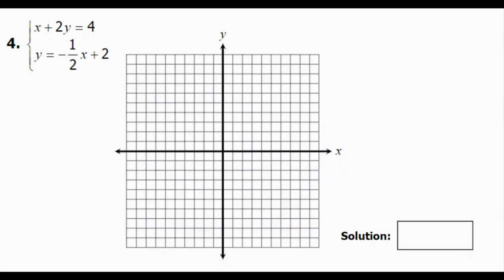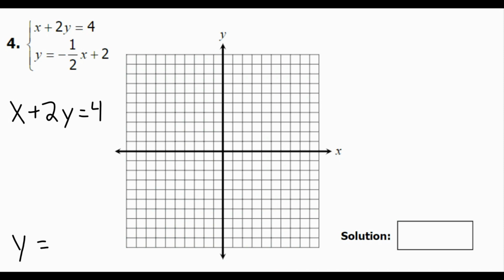Now looking at number 4, we have x plus 2y equals 4 and y equals -1/2 x plus 2. Again, I told you that everything would be in slope-intercept form, but I wanted just to practice this one. So I have x plus 2y equals 4. This is called standard form, and I want to change it to slope-intercept form. So I want the y by itself on the left side.